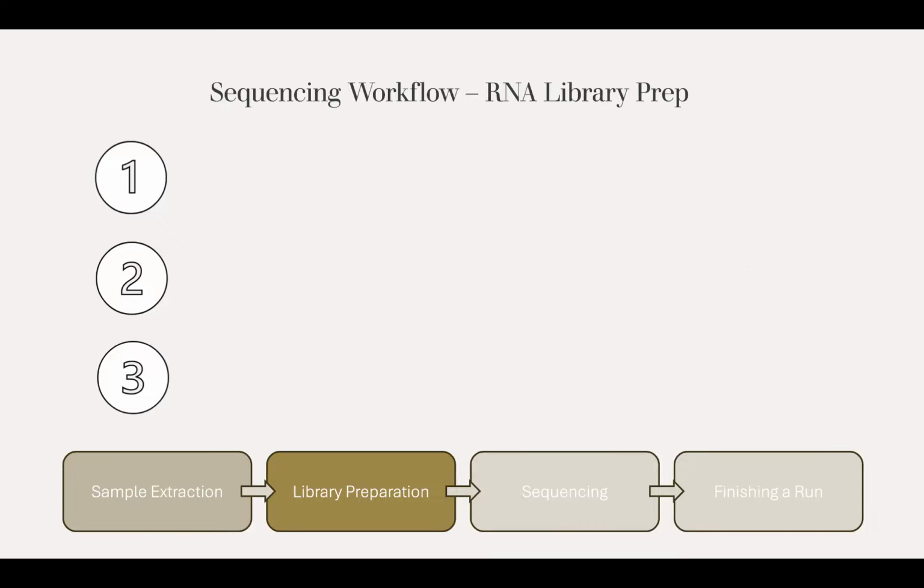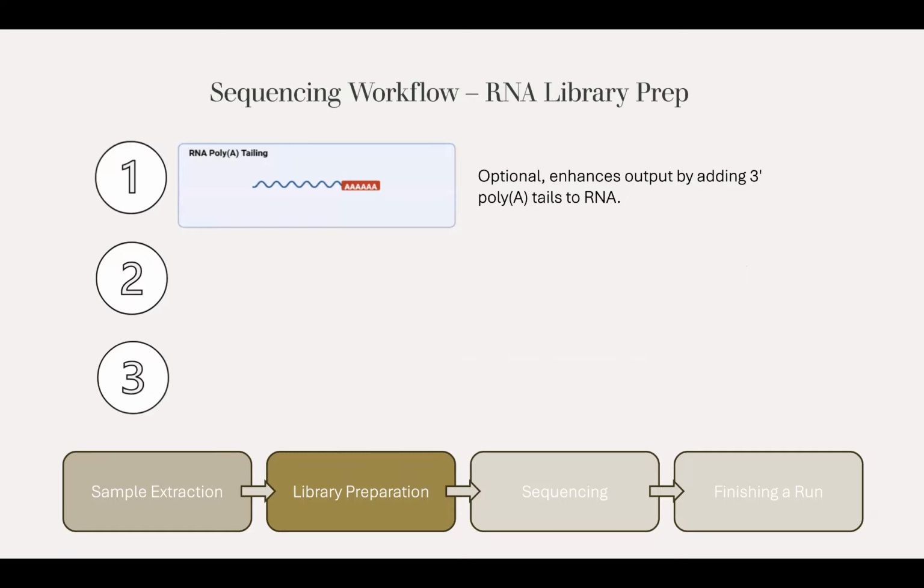For the RNA library prep side, it's fairly similar, although instead of shearing, I actually do poly-A tailing. This step is also optional. If you're only interested in the naturally poly-A molecules, then you don't have to do this step, although your output is likely going to be much lower. So I polyadenylate my RNA manually.